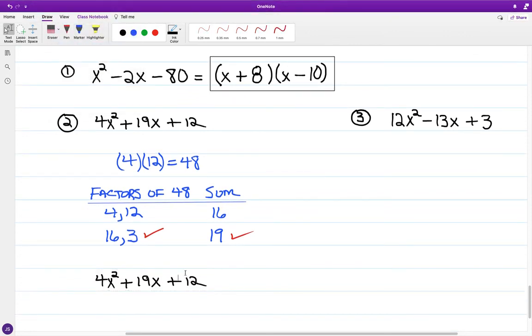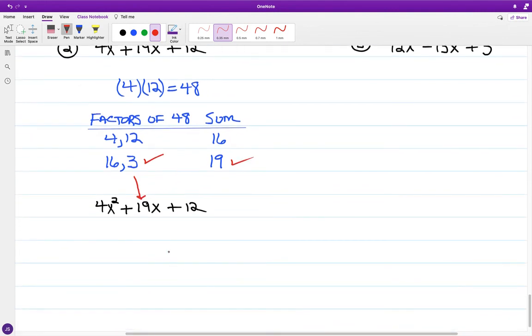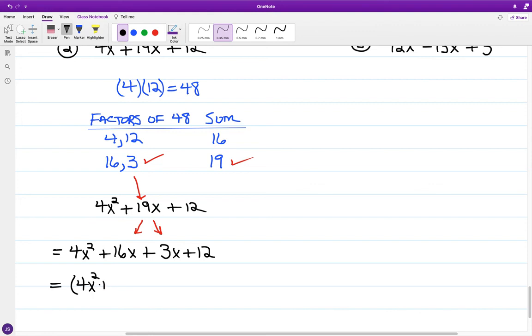And so we have, for initiating the process, factoring by grouping. So the 16 and the 3 will form x terms upon splitting the 19x. So for 4x squared plus 19x plus 12, we will have 4x squared plus 16x plus 3x plus 12.